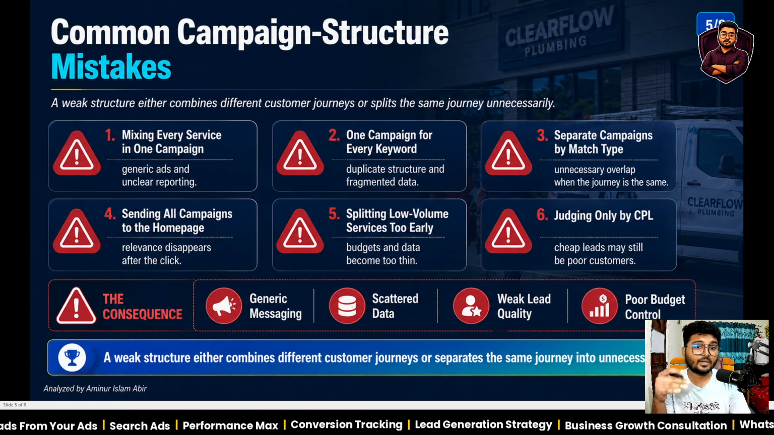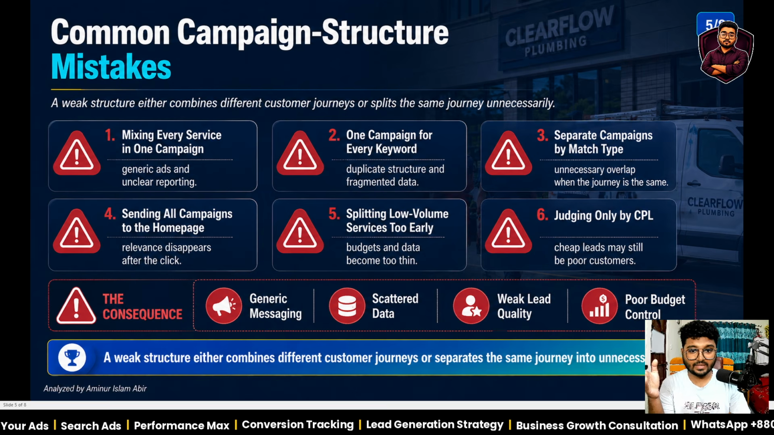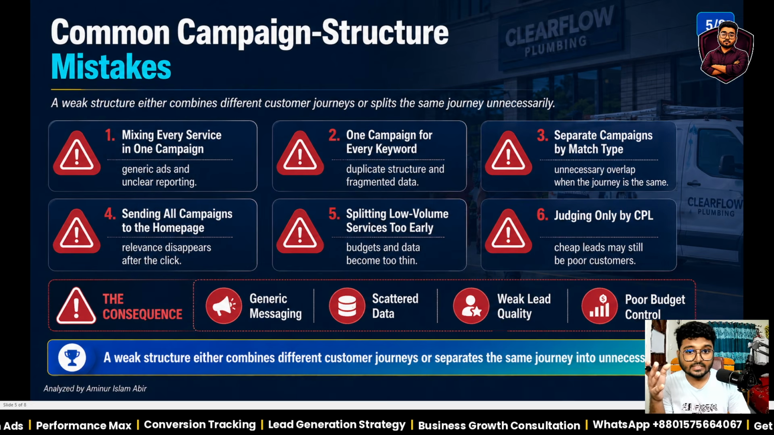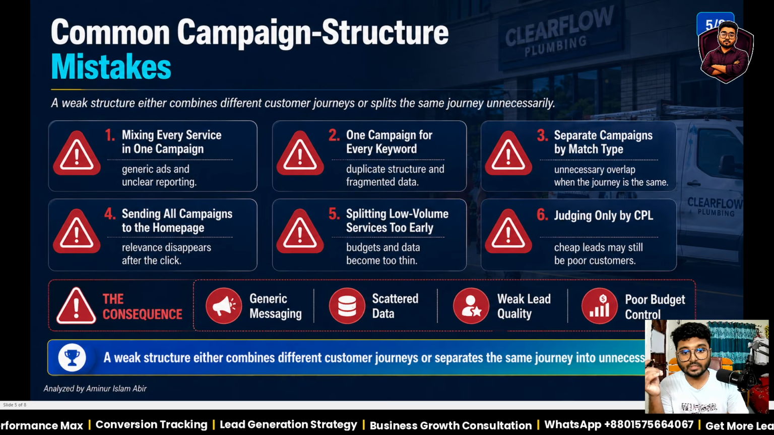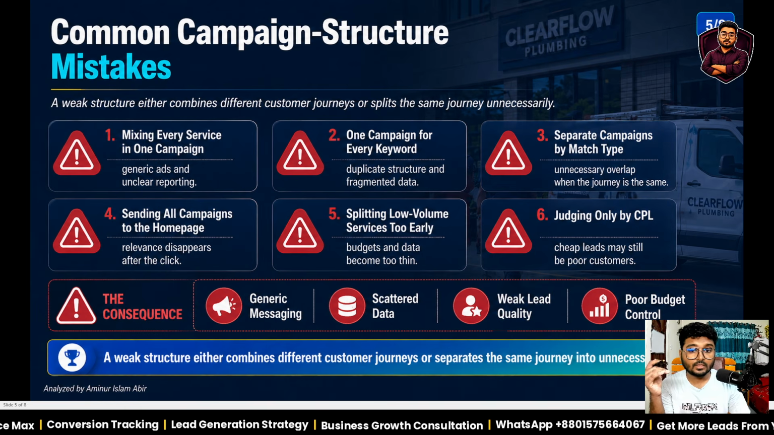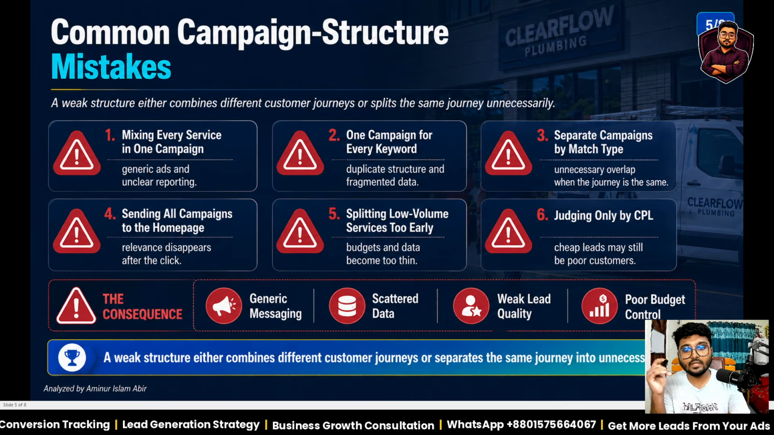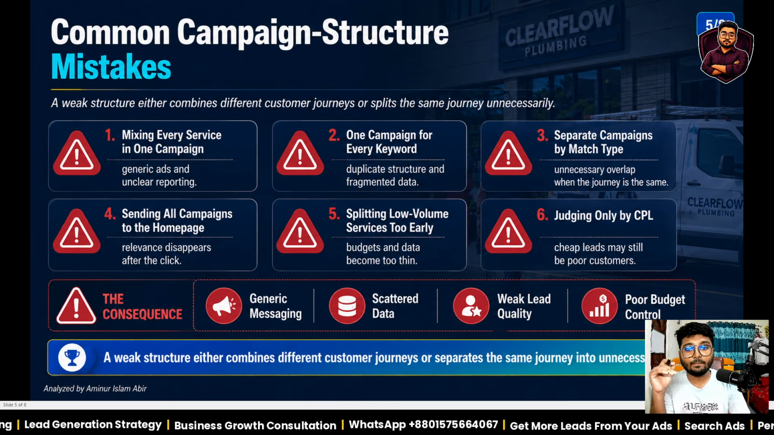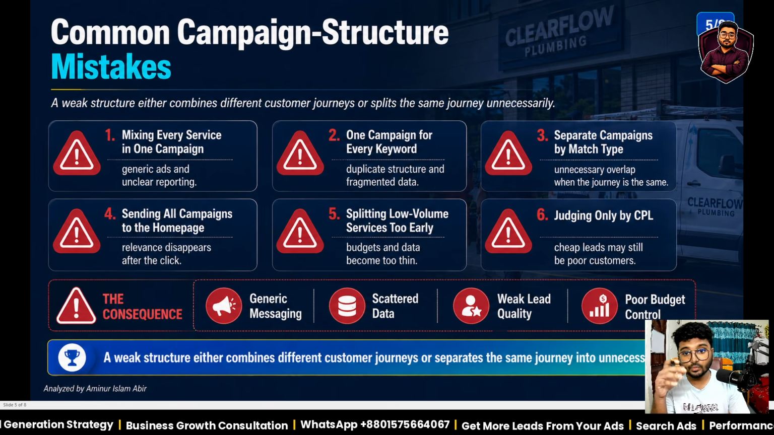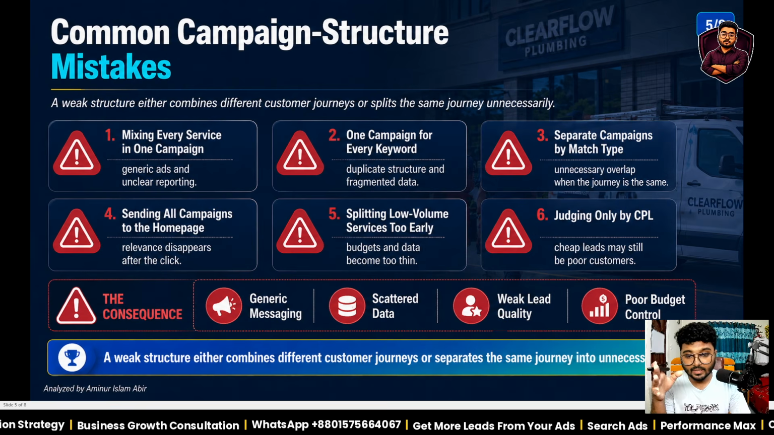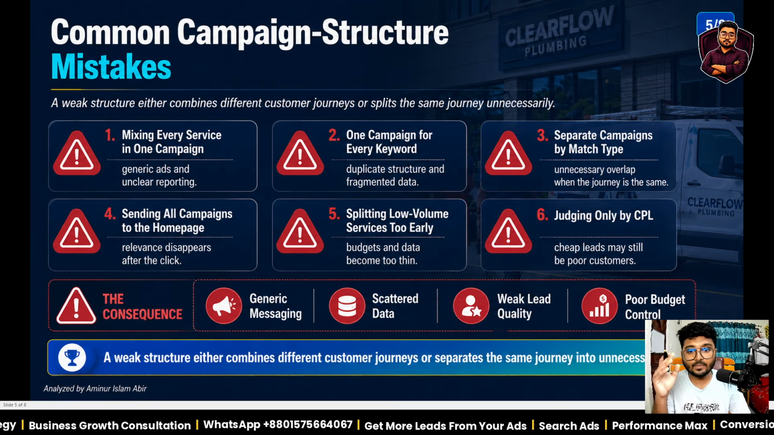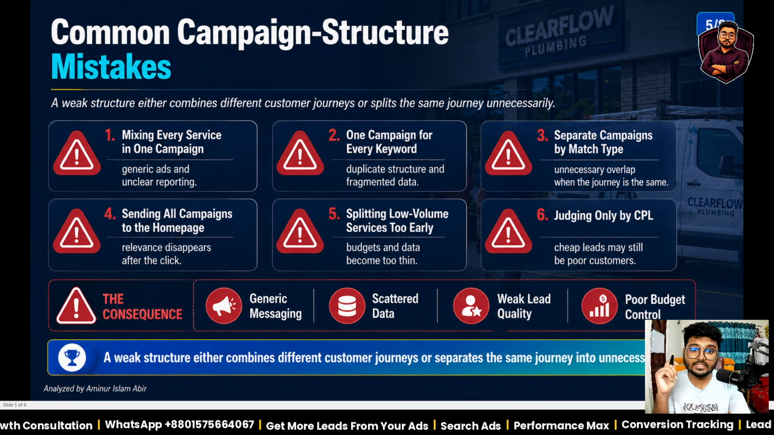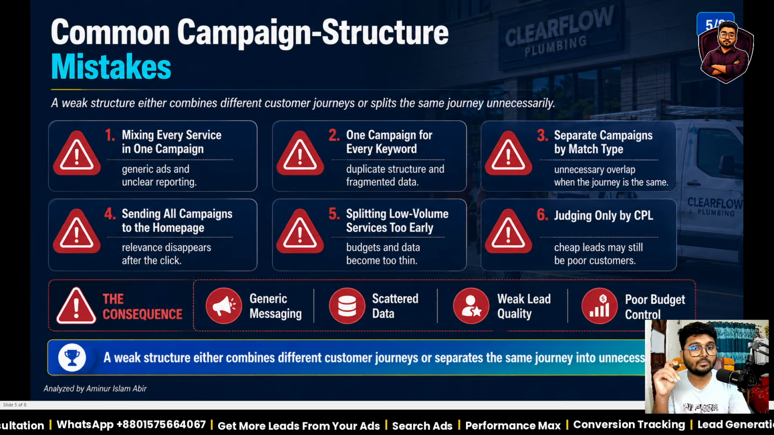The third mistake is separating campaigns only by match type: an exact match campaign, a phrase match campaign, and a broad match campaign. Targeting the same service can create overlap, duplicate traffic, and unnecessary complexity. The fourth mistake is sending every campaign to the homepage. The ad may be service specific, but the campaign lands on a general page. This weakens relevance after the click. The fifth mistake is separating low volume services too early. The account may contain many campaigns, but each receives a little budget, few clicks, and limited conversion data.